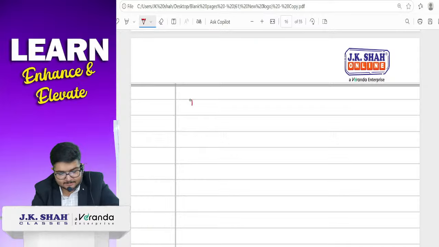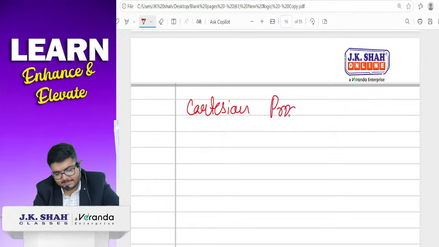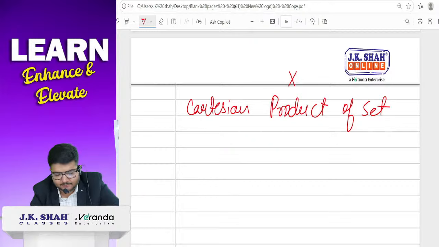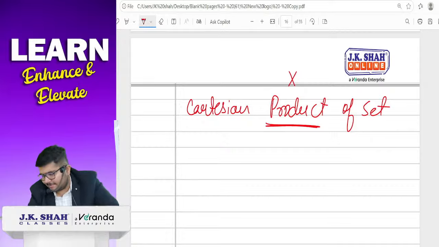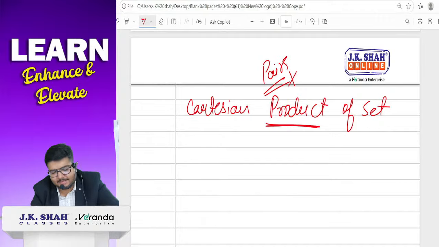What is Cartesian product? You have to basically find the product of sets. Sir, product means multiplication. Absolutely right, but you don't have to literally multiply. You just have to make pairs. Pairs of what? Pairs of elements.